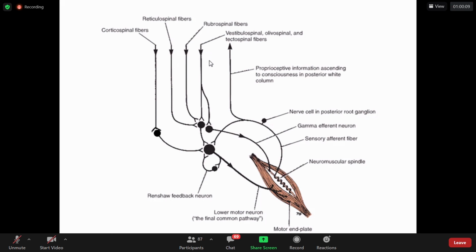These are all extrapyramidal tracts. These extrapyramidal tracts also end up in interneurons, which eventually go to both sides.